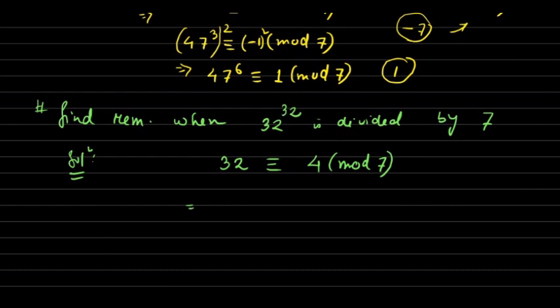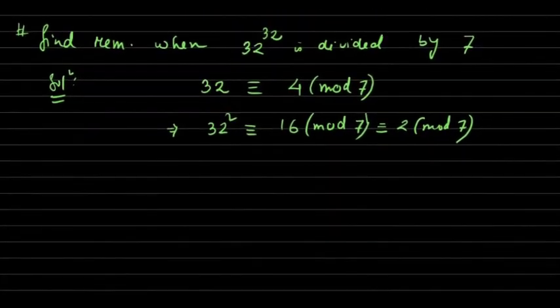Yeah. So now put 32 square, by applying sixth property, 4 square mod 7. 4 square means what? 4 square means 16. So we can write 16 is congruent to, 16 can be written as 2 mod 7. Why? Because 16 minus 2 is 14. 14 is divisible by 7.